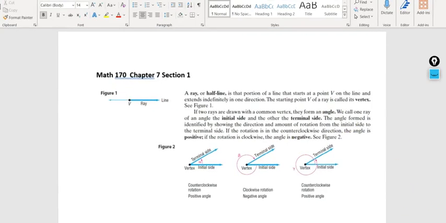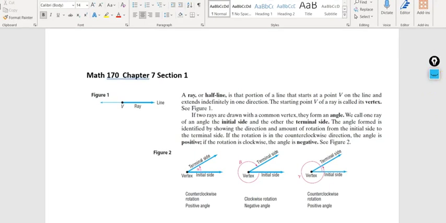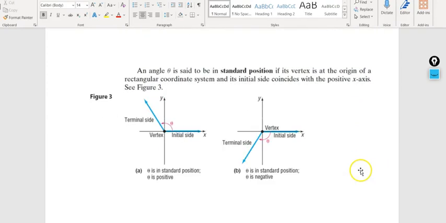Now on the first day of class, back Friday, more than a week ago, we talked about what it meant for an angle to be in standard position. If it was in standard position, the initial side was on the positive x-axis. And then as far as the direction, if it moved in a counterclockwise direction, then our angle would be positive. If it moved in a clockwise direction, our angle would be negative.